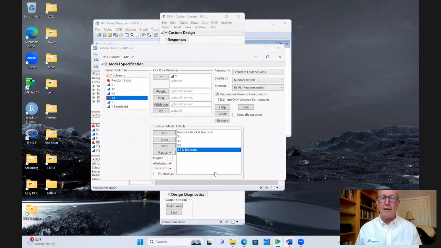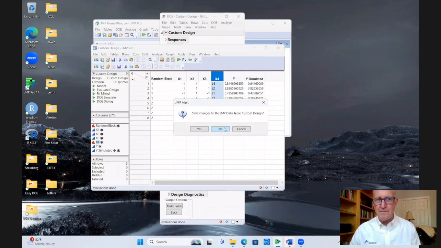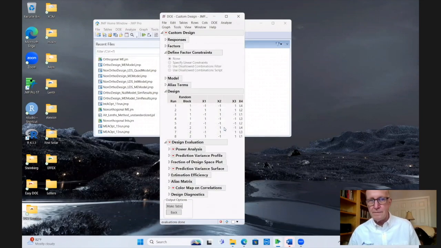So you can use that in an ad hoc way to get what you want, even though JMP doesn't support multiple random effects. Does that help at all? Yeah.